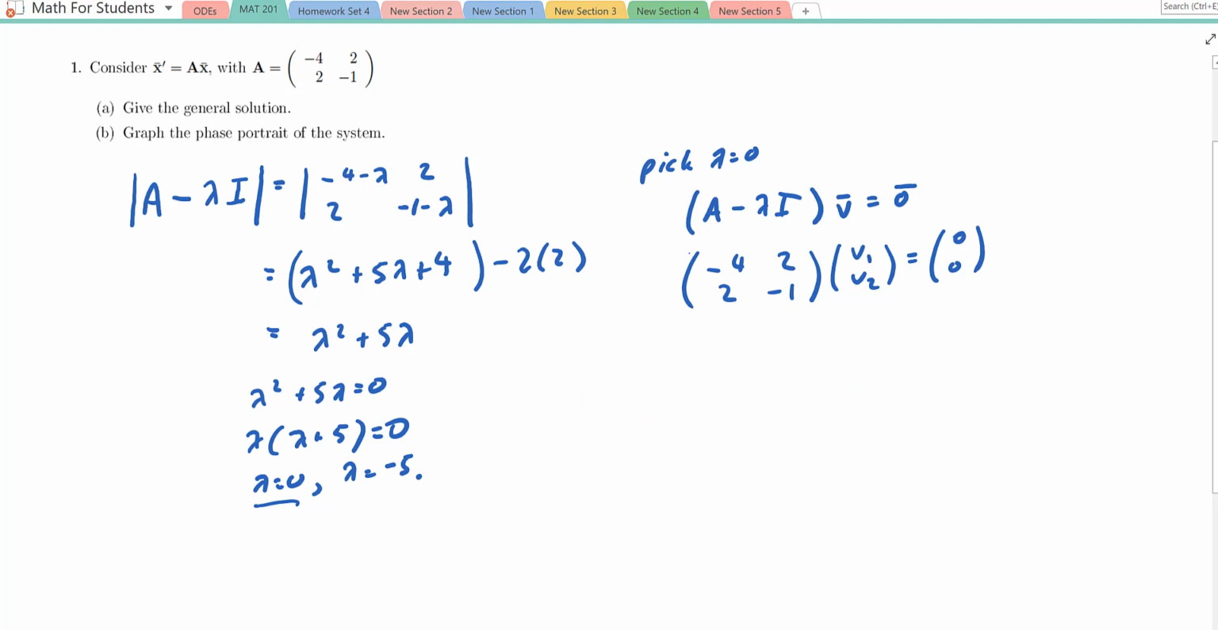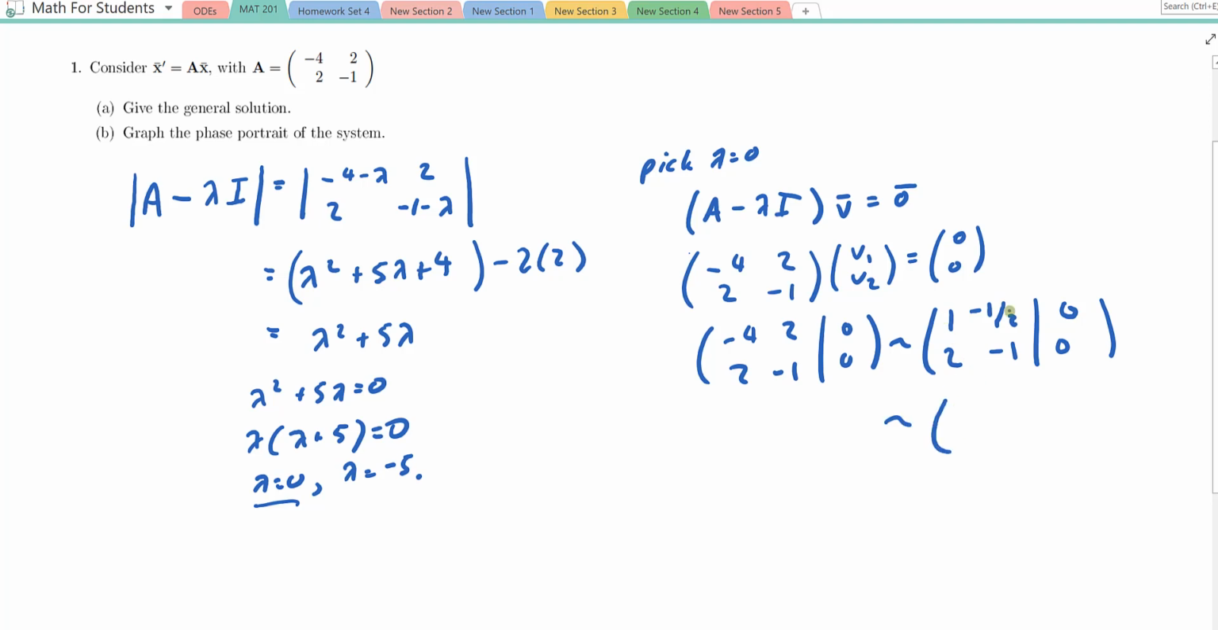So let's go ahead now and solve this system of equations. Let's adjoin it, so we get negative 4, 2, 2, negative 1, adjoined with 0, 0. Getting a 1 in the first pivot position by dividing by negative 4 gives us 1, negative 1/2, 0, 2, negative 1, 0. And then multiplying the first row by negative 2 and adding down gives us 1, negative 1/2, 0, and a row of 0s.